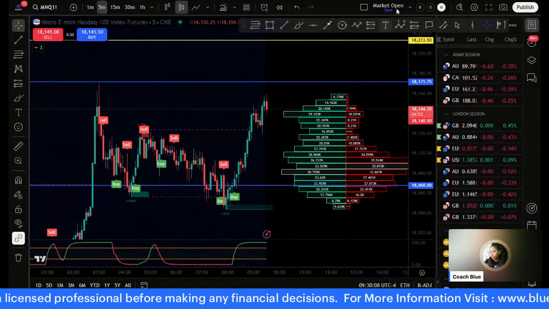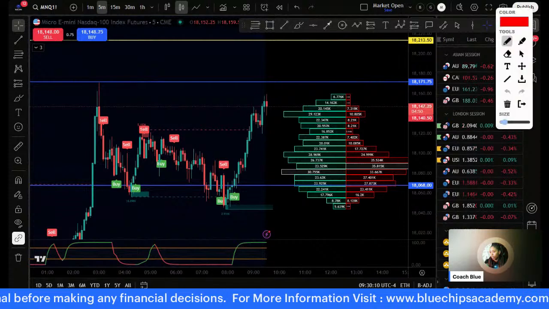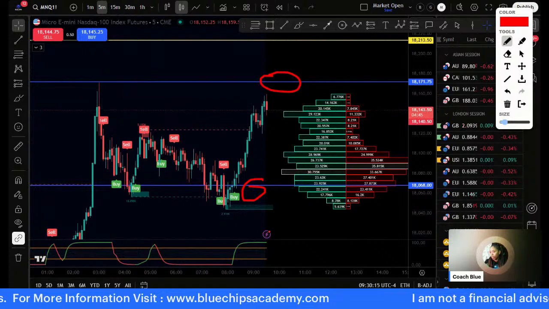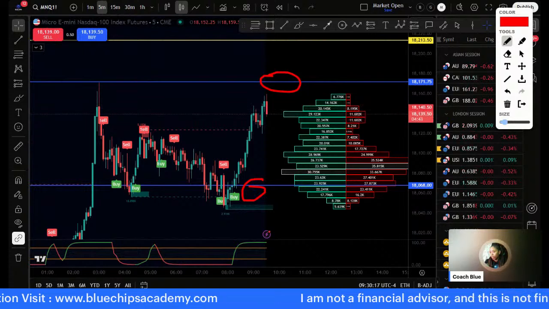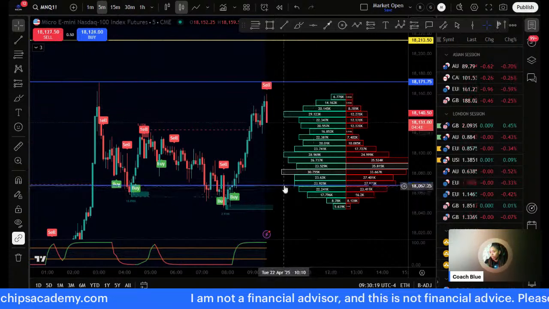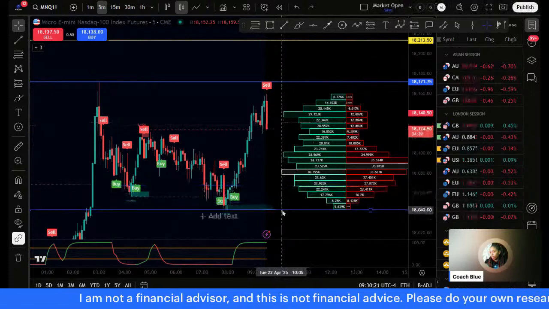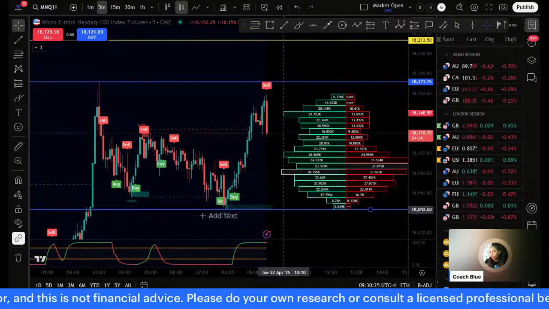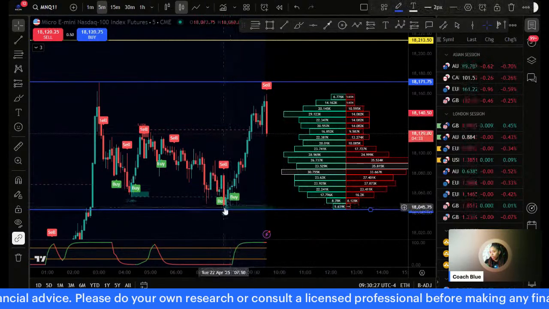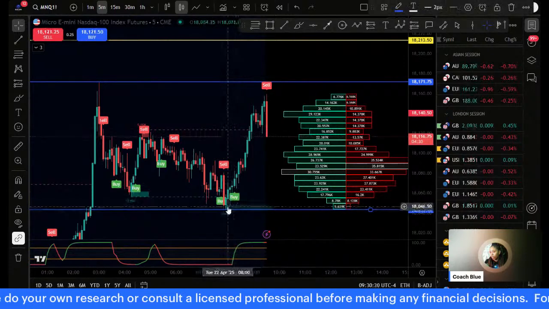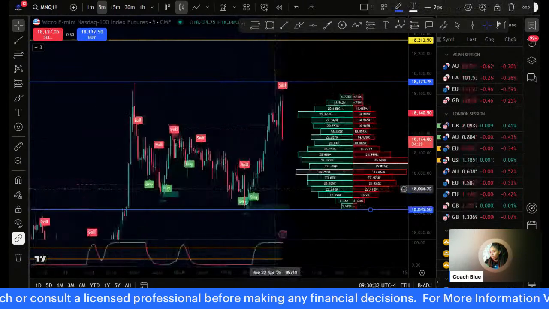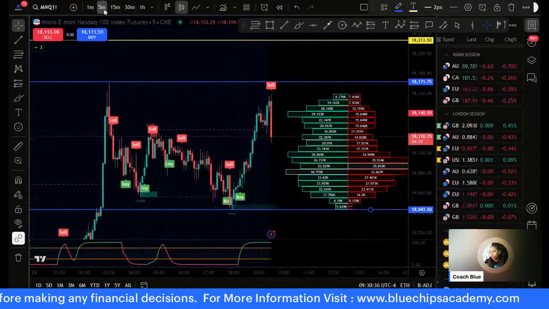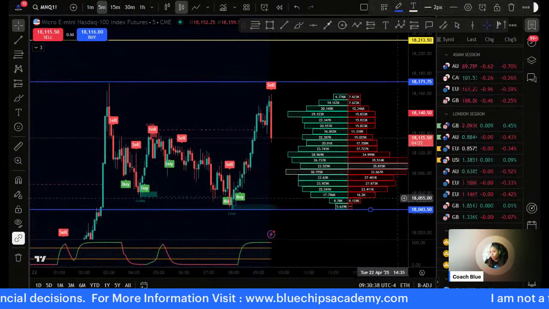So again, we're not making any decisions until we get here or here. Anything in between is risky. And I'm actually going to extend this level here because I have to respect this right here. We have to respect that. There was some huge support there. The sellers are coming in strong. Wow. We're getting a sell right out the gate, y'all.